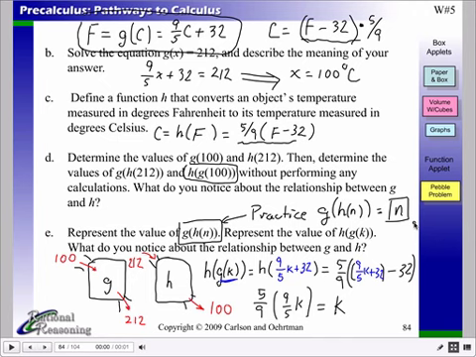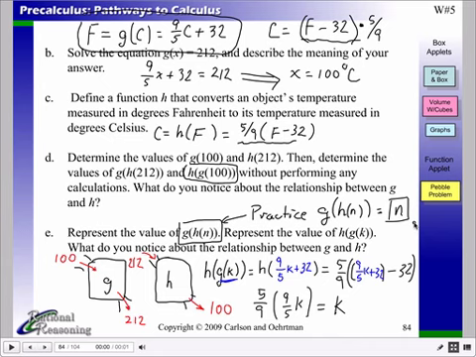A function is an inverse of another if it undoes the process of the original one or reverses the process of the original one. So how does it relate to input and output? What about the input and output of H relative to G? In terms of the quantities, the input of G is like the output of H, and the output of G is like the input of H. The output and input switch.